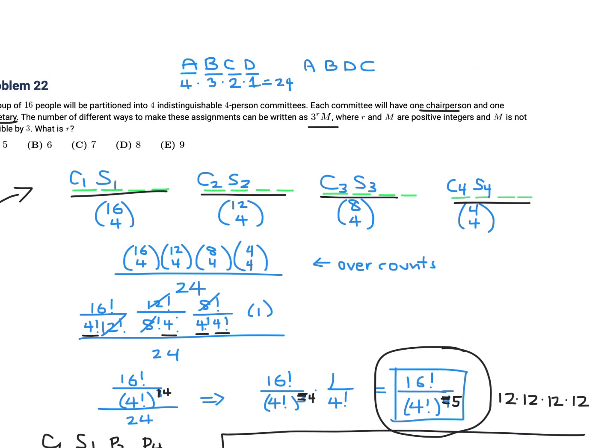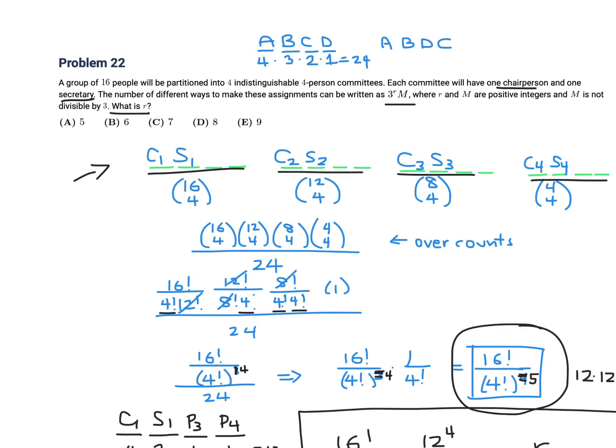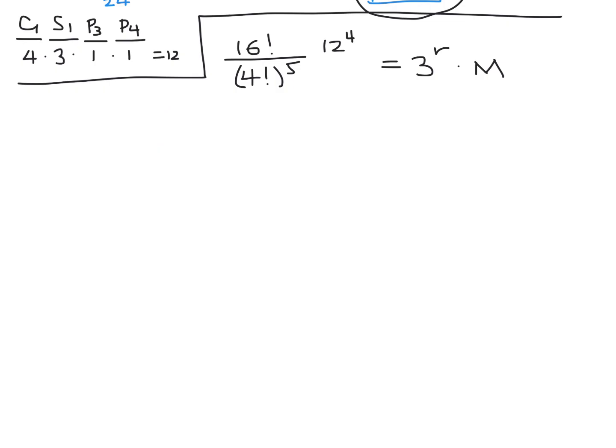Our final answer is 3 to the power of r times m. So this means this big guy, 16 factorial over 4 factorial to the power of 5, and then this is just 12 to the power of 4, is our 3 to the power of r times m. So I've got to get this into the power of 3. How do I do that? Let me go back and see what they want, R. Okay, I think I understand. I've got to basically change this into this format to be able to get R.